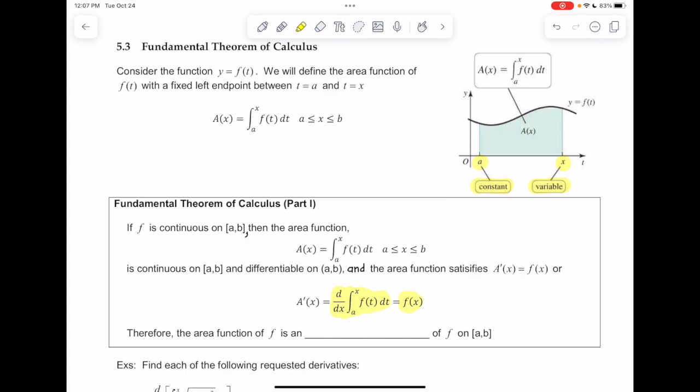That's going to be the key piece of the Fundamental Theorem of Calculus Part 1 for us. It's going to allow us to quickly take derivatives of definite integrals. We'll see examples of that in a moment. But another takeaway: if A prime of x is equal to f of x, then that means the area function, A of x, is an antiderivative of f of x.